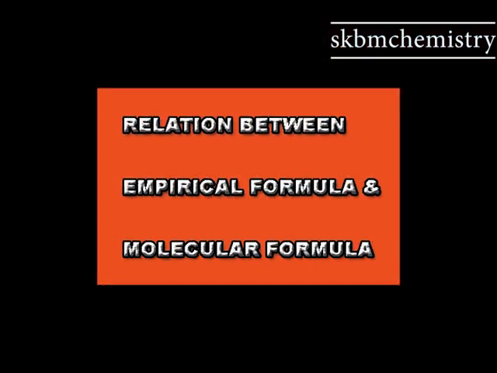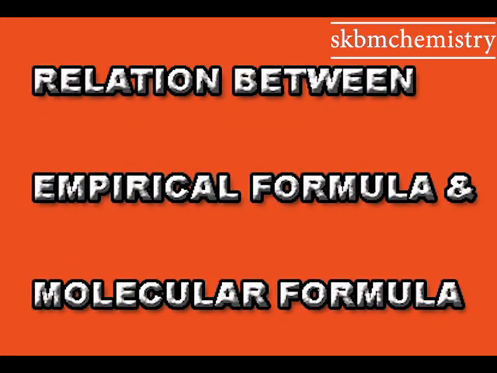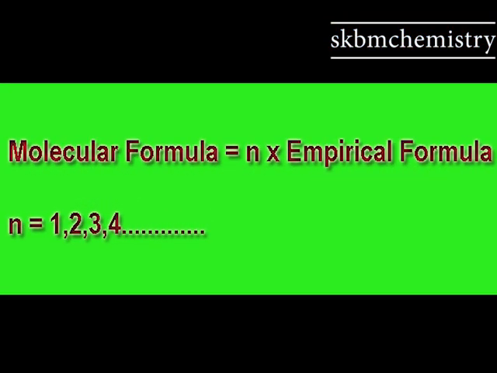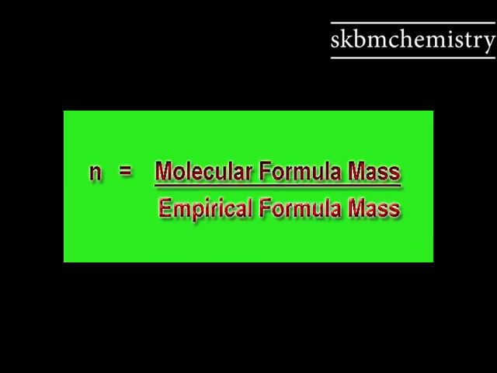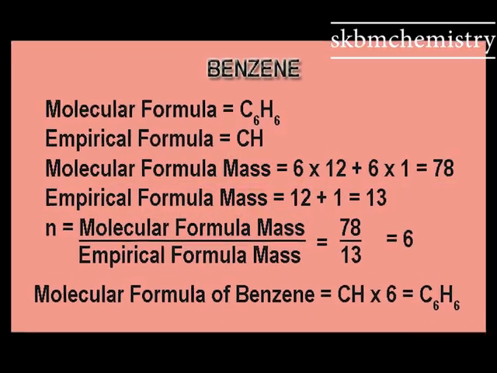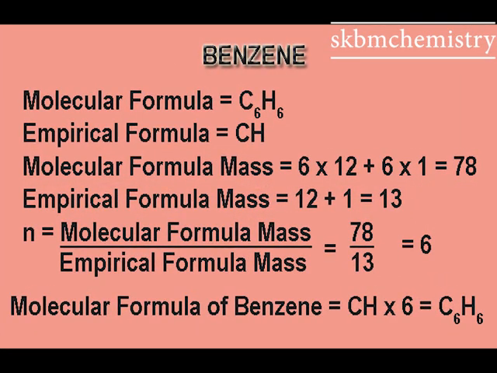Now we have to see how this empirical formula and molecular formula are related with each other. Molecular formula is equal to n into empirical formula, where n is equal to 1, 2, 3, 4, etc. The value of n is determined using the formula molecular formula mass by empirical formula mass. Applying this in the case of benzene, whose molecular formula is C6H6 and empirical formula is CH, we can see that the molecular formula mass of benzene is 78.